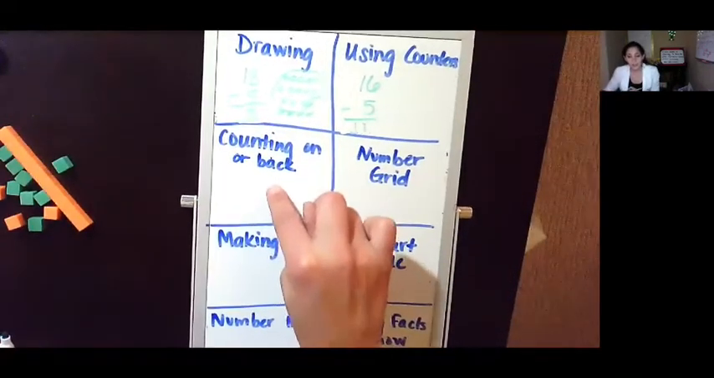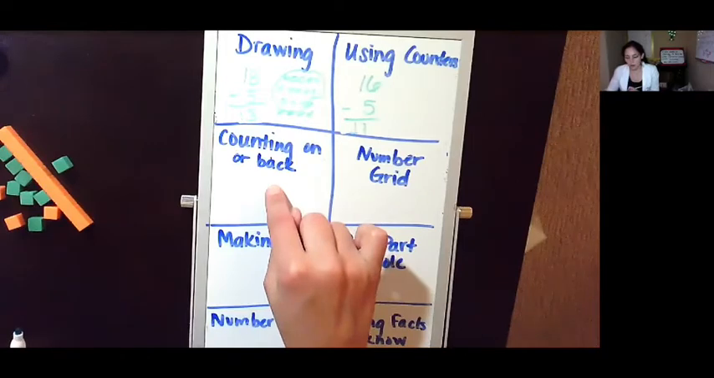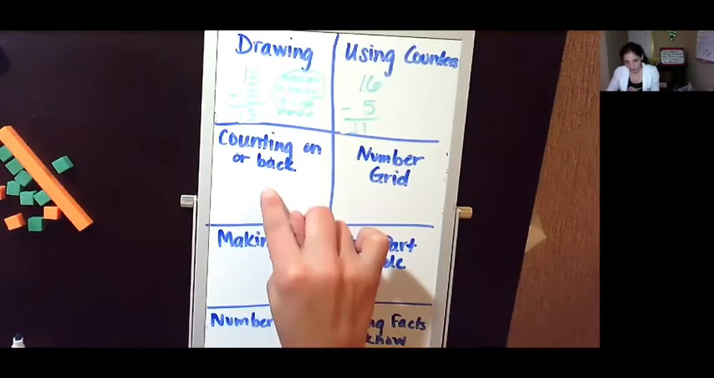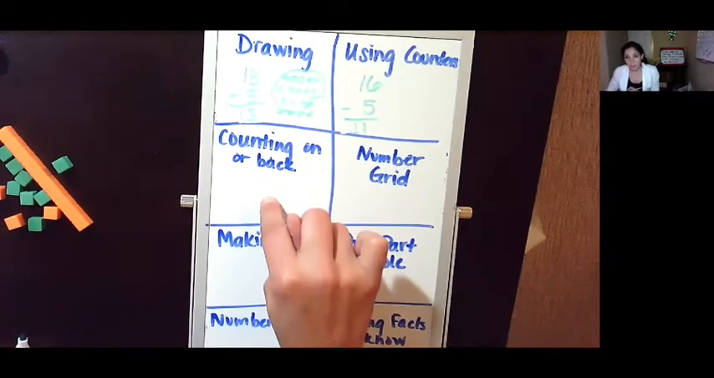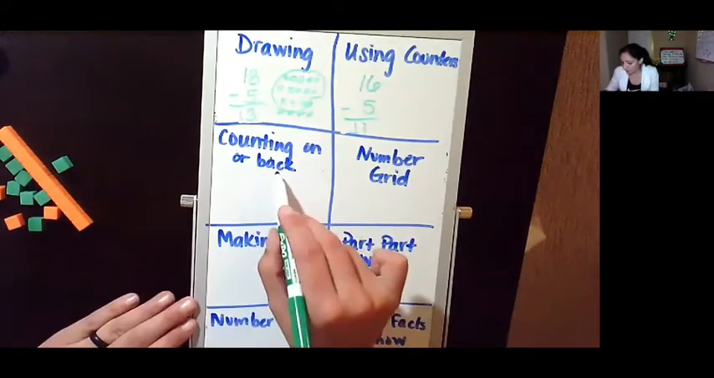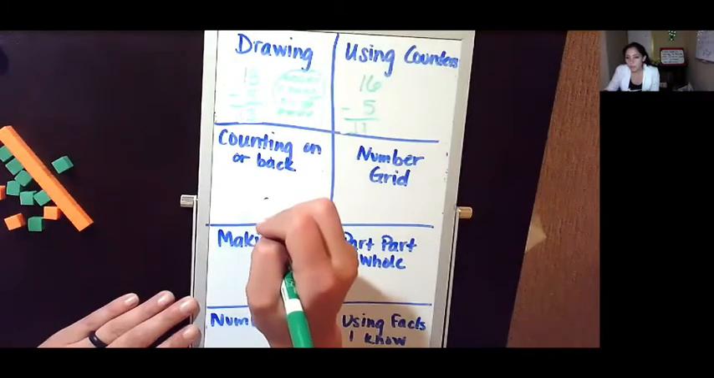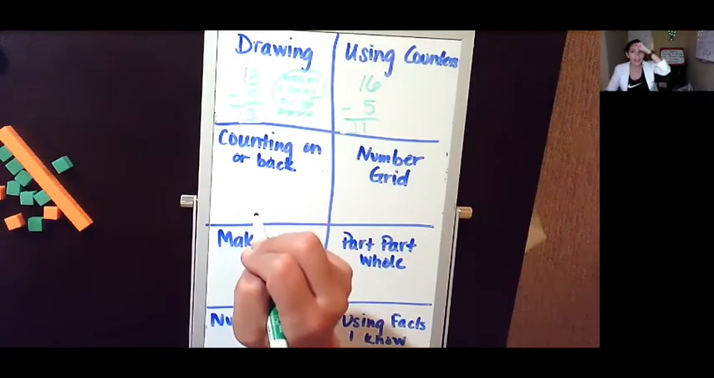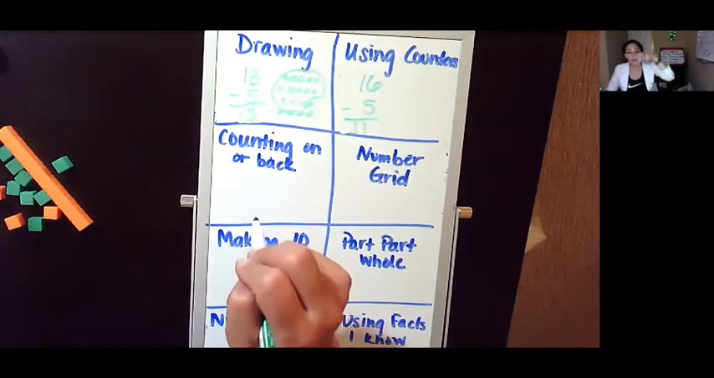Counting on and counting back is a fast one. It is definitely efficient, but we do have to be careful to make sure that we're staying accurate. So counting on and counting back involves starting with the larger number, putting it in your head, and then going up or down the other number.